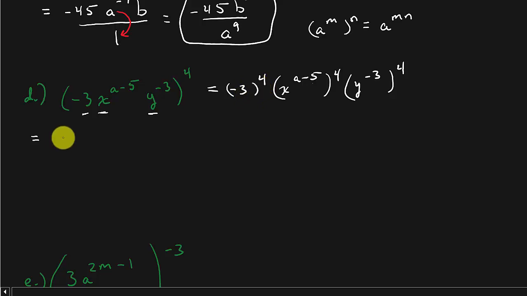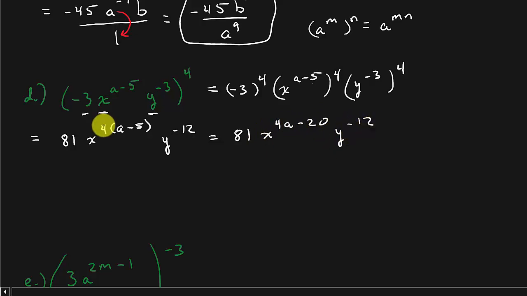So this is going to give me, and I can go ahead and raise that to the 4th, negative 3 raised to the 4th. That's what, 81? Negative 3 times negative 3 times negative 3 times negative 3. And then this is x to the 4 times a minus 5. And then this is y to the negative 12. Negative 3 times 4 is 12. And then what I'll do here is this 81x to the 4a minus 20 times y to the negative 12. All I did is I just distributed the 4. Okay. So now there's nothing else I can do. I can't perform any more of those rules of exponents.